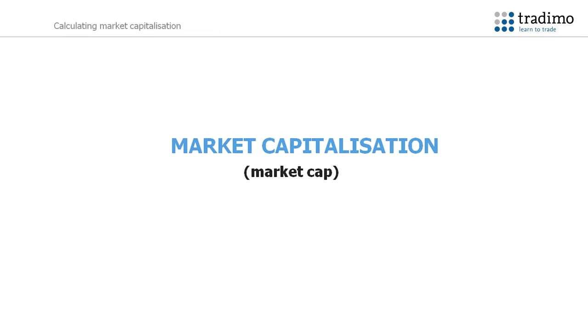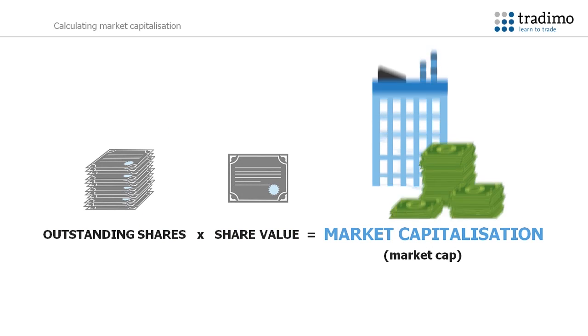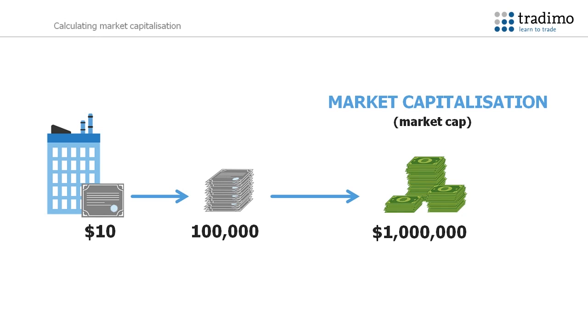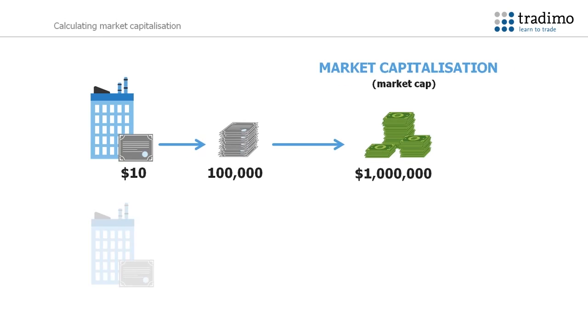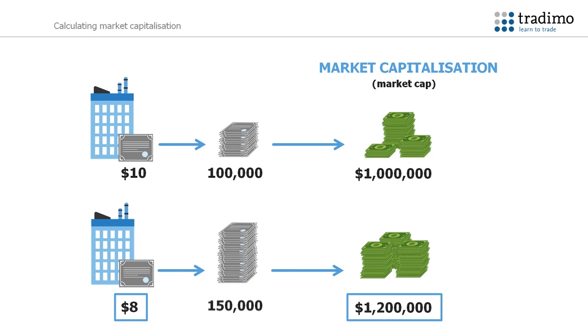The basic formula for calculating market capitalization is outstanding shares multiplied by share value. For example, if a company had 100,000 outstanding shares and they were worth $10 each, then the market capitalization would be $1 million. A company's individual share price does not tell you exactly how much that company is worth as a whole. A company with a lower share value may actually be worth more than one with a higher share value, if it has more shares outstanding.